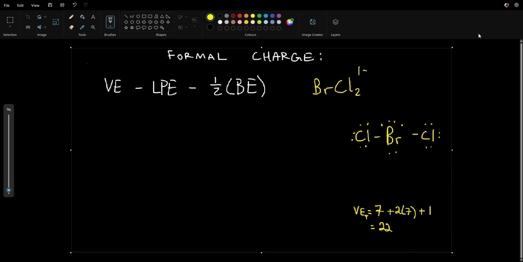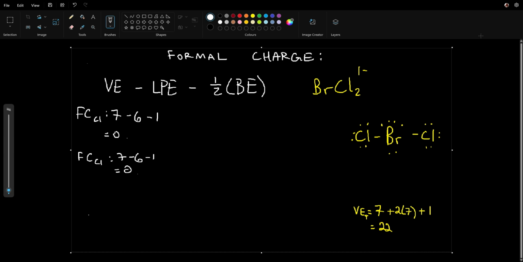So if we go over here, we'll first do the formal charge of chlorine. How many valence electrons do we have to start? We have 7. Lone pair electrons, we have 6. And then bonded, we have 1. That will give us 0. I'll just do the second chlorine as well, which is going to be 7 minus 6 minus 1 to get us 0 again.